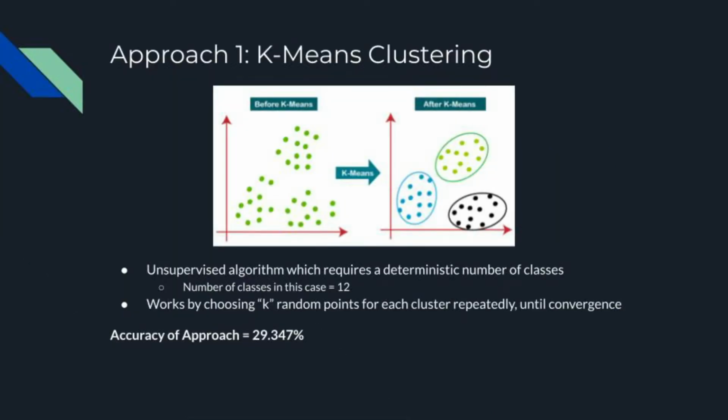Firstly, we use k-means clustering to quickly set a benchmark before experimentation with other methods. K-means clustering is an unsupervised learning method which requires a deterministic number of classes, which in this case is 12. Subsequently, 12 random points are chosen from the dataset to act as the centroid for each cluster. However, being an unsupervised learning algorithm, and given that there is a heavy overlap between the clusters as seen by our PCA analysis earlier, the accuracy of this approach was a meager 29%.